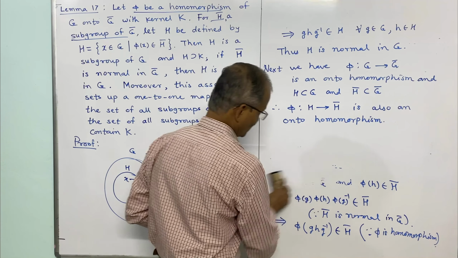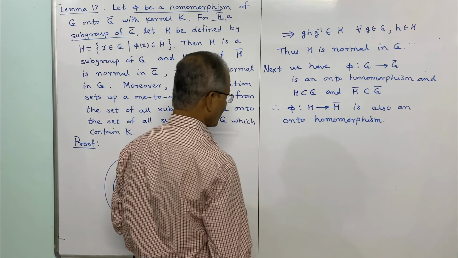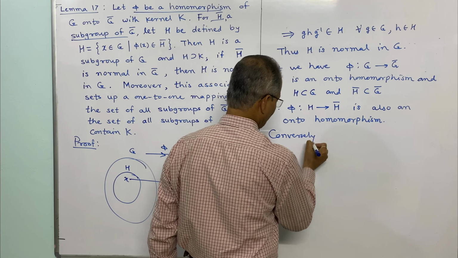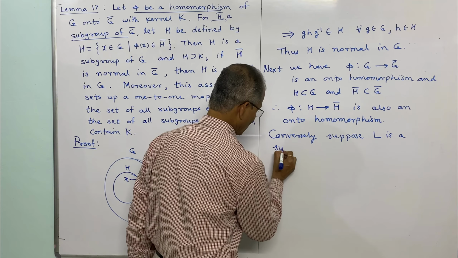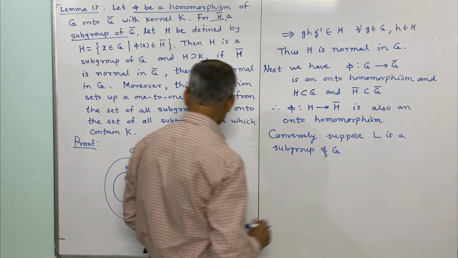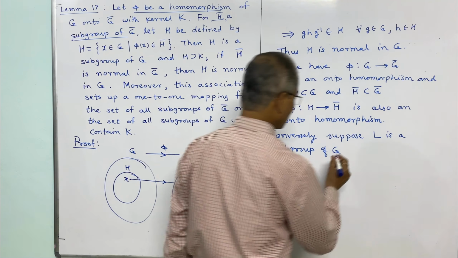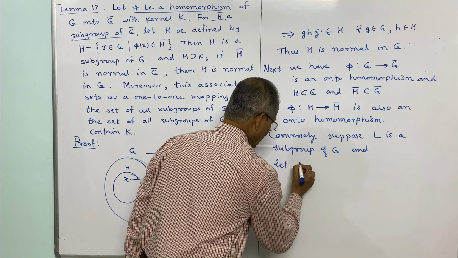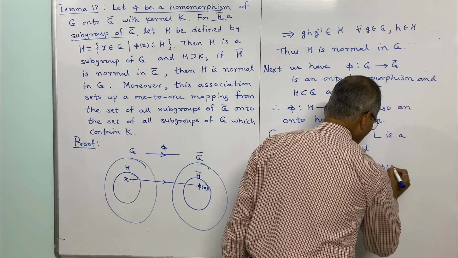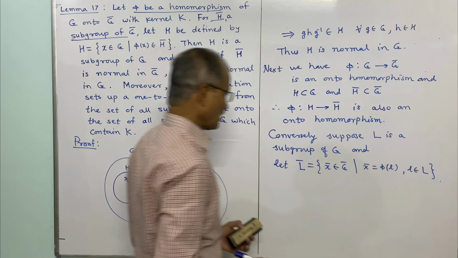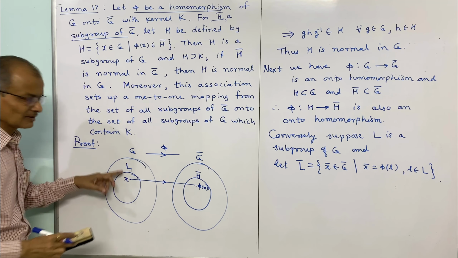Conversely, suppose L is a subgroup of G. First we consider a subgroup, and then we define L bar, the image of the elements of L. Let L bar be the set of x bar belonging to G bar such that x bar equals phi of l, where l belongs to L. Instead of H, we are now considering L, which is a subgroup in G.